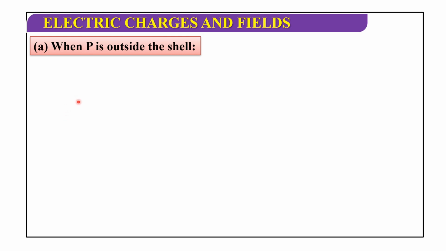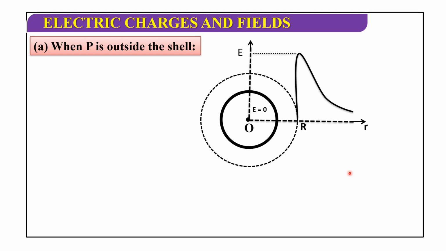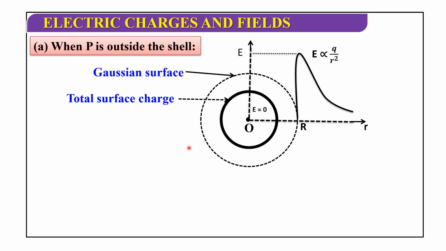First case, when P is outside the shell. Observe this diagram. Here we are taking a point P which is outside the shell. Here E is proportional to q by r square, where q is the total surface charge. The dotted line represents the Gaussian surface. E is equal to 1 by 4 pi epsilon naught q by r square.